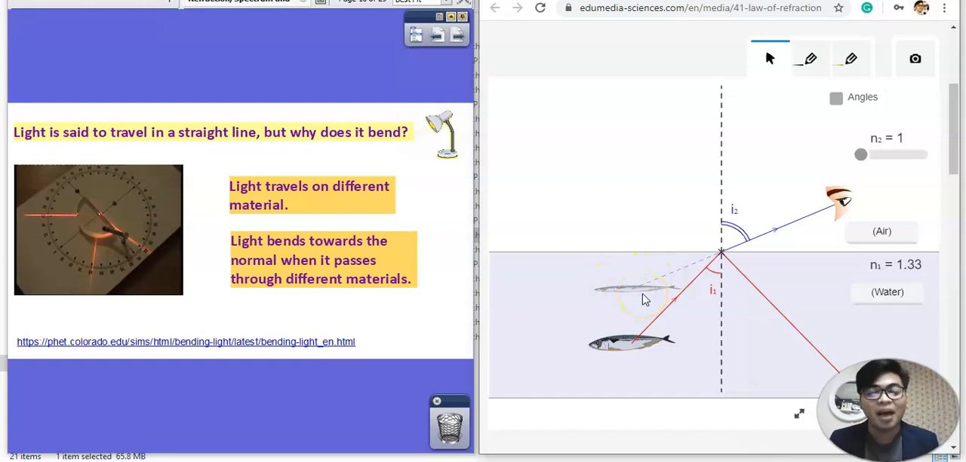So going back again a while ago to the experiment about the coin. The angle of the incidence is here in the water, and it reaches here.